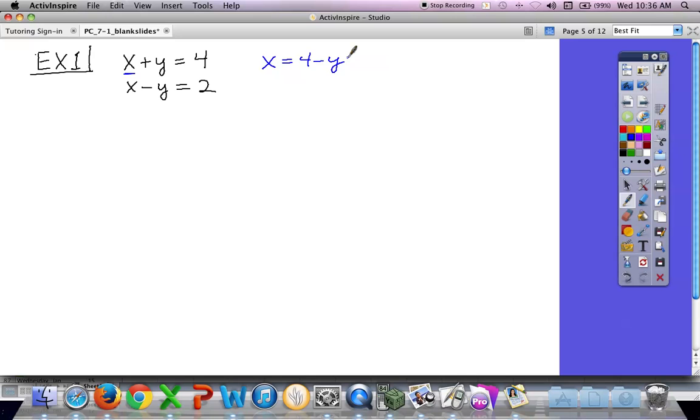Okay, what do you do with that? Right, plug that in for x here. So that becomes 4 minus y equals 2. And then that's one equation with one variable, so you can solve. 4 minus 2y equals 2. Negative 2y equals negative 2. y equals 1.